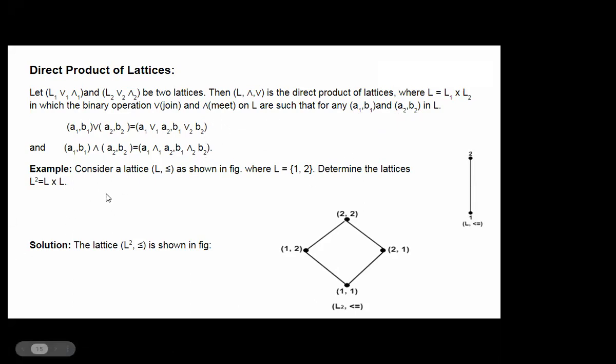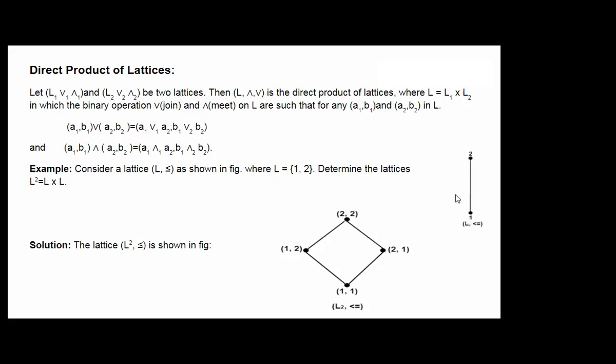What the example given here is, consider a lattice L less than or equal to as shown in figure, where L is equal to {1, 2}. Okay, L is 1 and 2. This is the lattice in the question which is given. 1 and 2, two elements are there. L is less than or equal to operation is there. What we have to do is here, we have to take the product of this {1, 2} with {1, 2}.